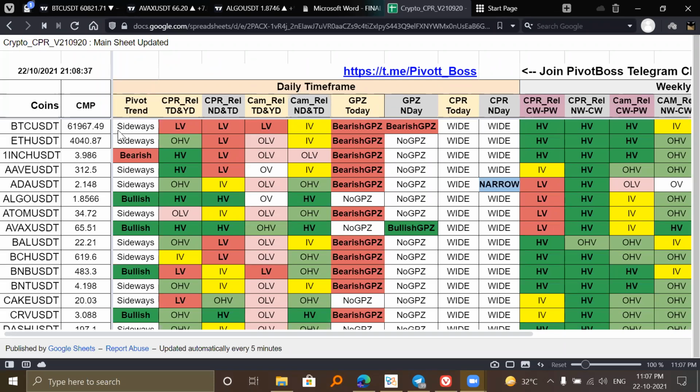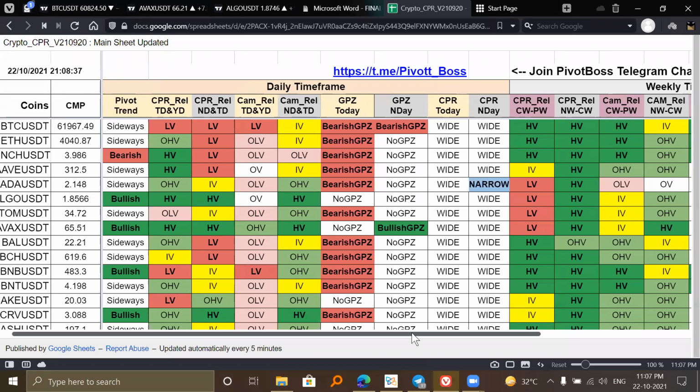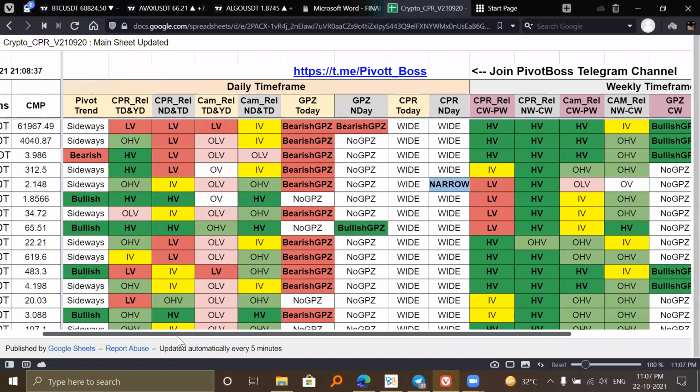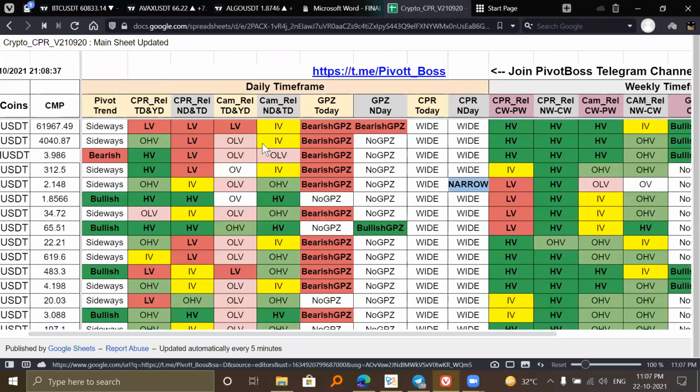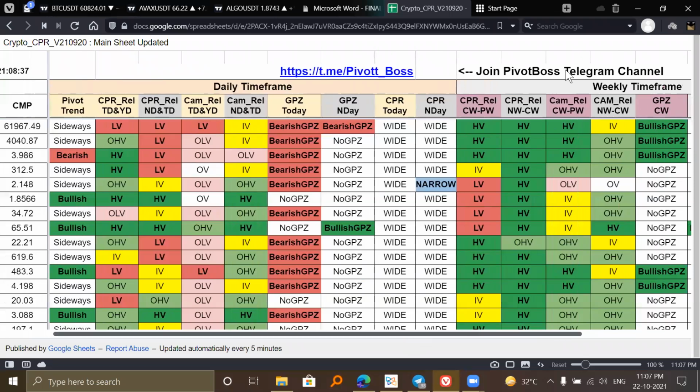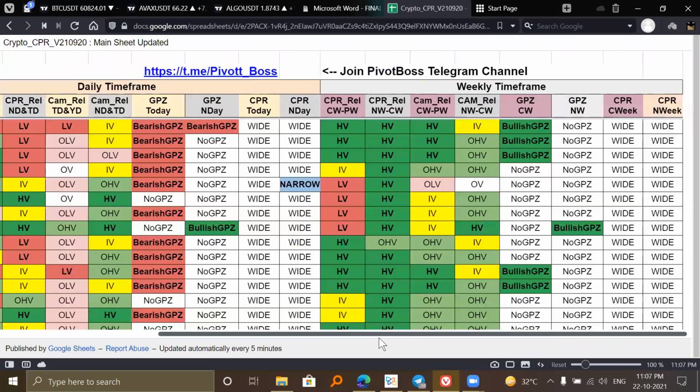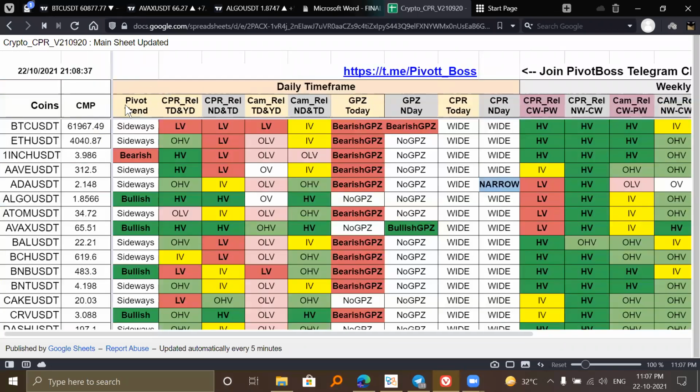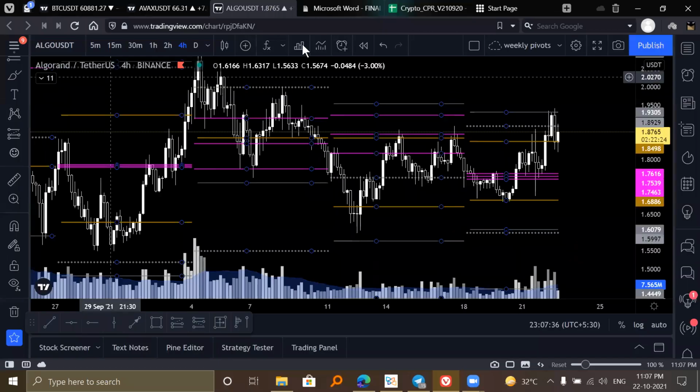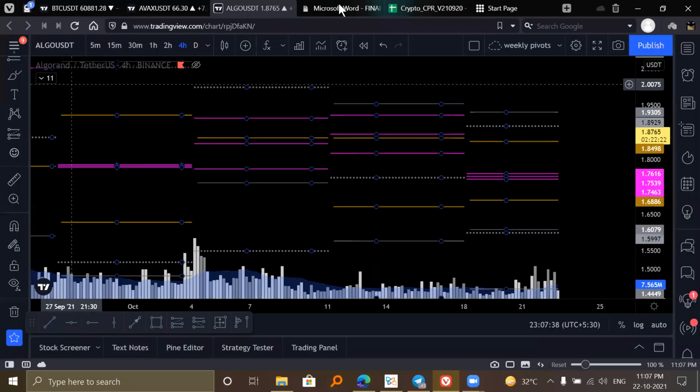So CMP means current market price of these coins. And now these are the setup of the daily time frame, and this is the weekly time frame. Okay, weekly time frame. So I'll say a little about the daily time frame first. So pivot trend is nothing but the comparison. I have just left out the pivot trend, I guess. I'll just give an example of BTC.